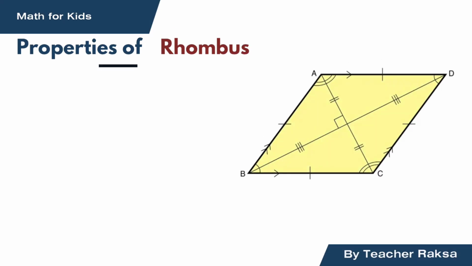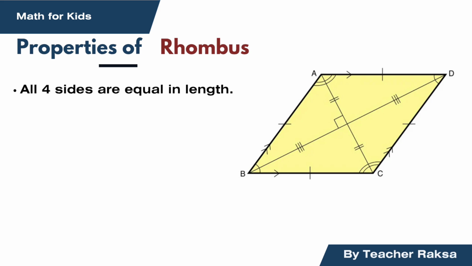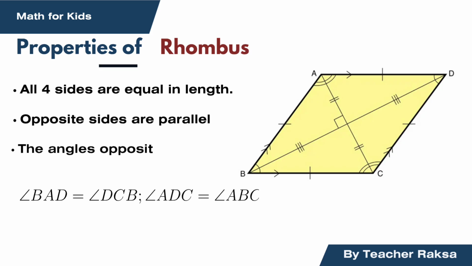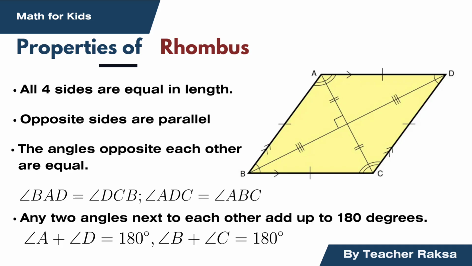Now let's move on to the properties of a rhombus. A rhombus has 4 equal sides, and its opposite sides are parallel. It also has opposite angles that are equal. Another important property is that any two angles next to each other are supplementary, which means they add up to 180 degrees. As you can see in the figure, all sides are the same length, and the shape maintains its symmetry through equal angles and parallel sides.